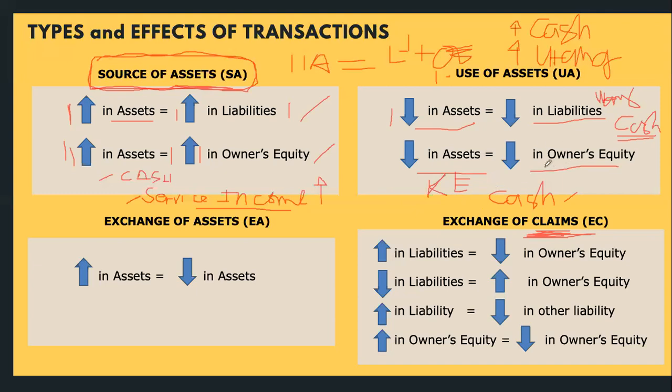Diba? It will decrease the owner's equity account because the normal balance of owner's equity is credit, but with a debit to an expense account, siyempre, mo-deduct din siya sa imong owner's equity account. So, it will decrease. So, that is the example of use of asset. Okay, exchange of asset. Diba, nagbaylo lang ta og asset. So, unsay example ani nagbaylo lang og asset?